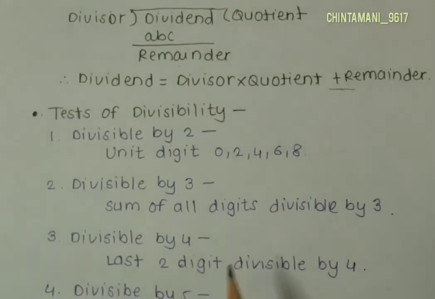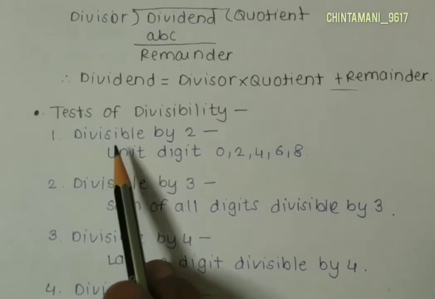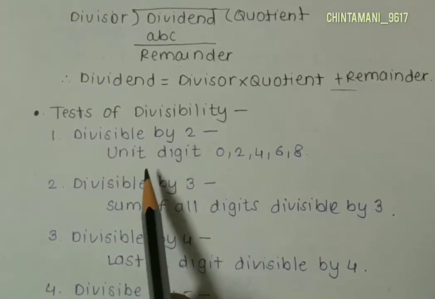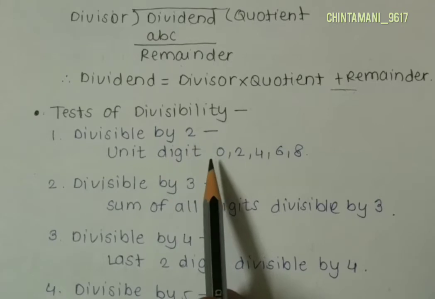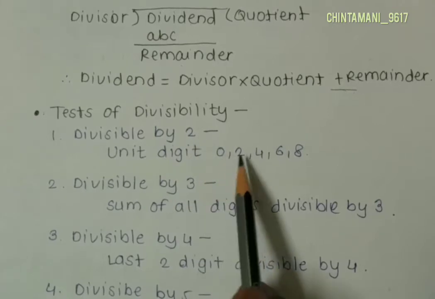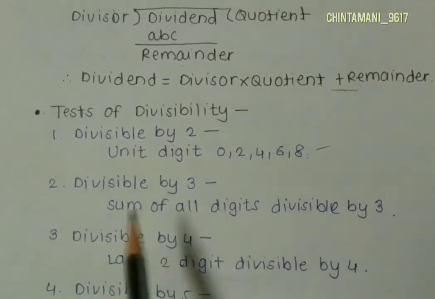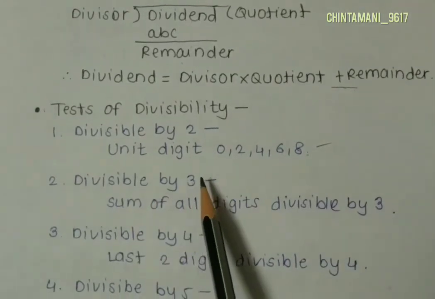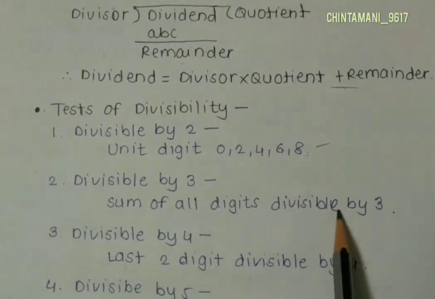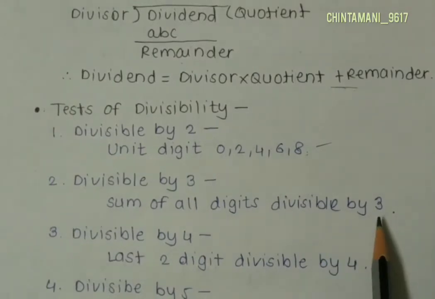Test of divisibility. How to identify if a number is divisible by 2 or not? Simply look for the unit digit, which is having 0, 2, 4, 6, 8, it is divisible by 2. Same as for divisible by 3, the sum of all the digits is divisible by 3.